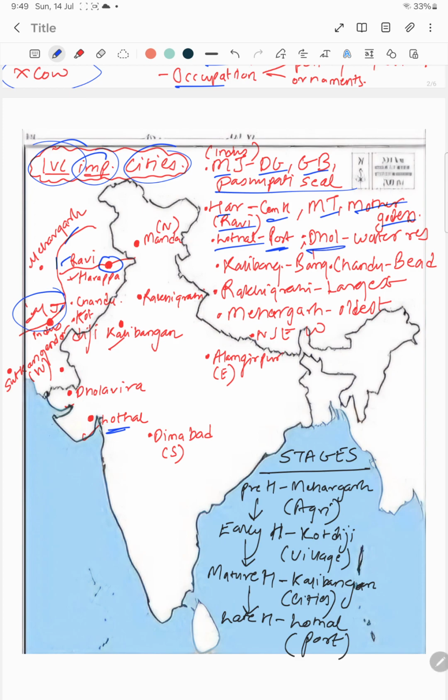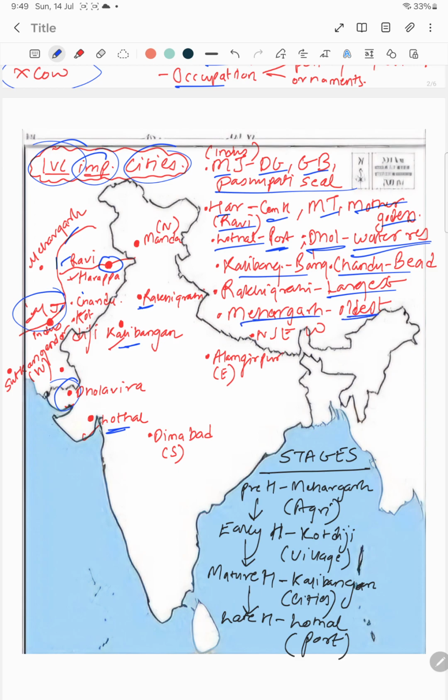Next is Dholavira in the Kutch region. It is famous for its water reservoir system. Next is Kalibangan in the Rajasthan region. It was famous for bangle production. Next is Chanhudaro. It is in the Pakistan region now. It is famous for its bead factories. Next is Rakhigarhi. It is in the Haryana region today. It is considered the largest city of Harappan civilization.